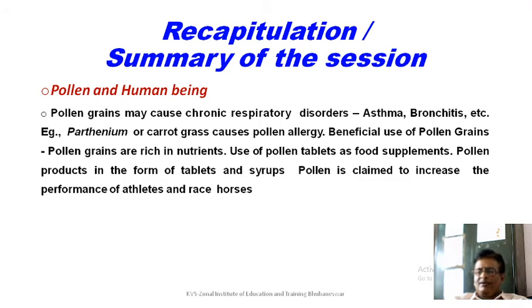What about the pollen grain and human beings? We know pollen can be highly allergic. It can affect the respiratory system, causing asthma and bronchitis. Whereas they have rich uses also. They can be used as nutrient, as pollen tablets, as a food supplement, in the form of tablet and syrup. It even increases the performance of athletes and racehorses. So it has a lot of demand in the market.